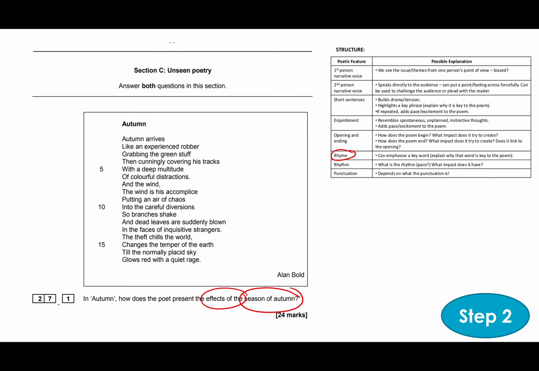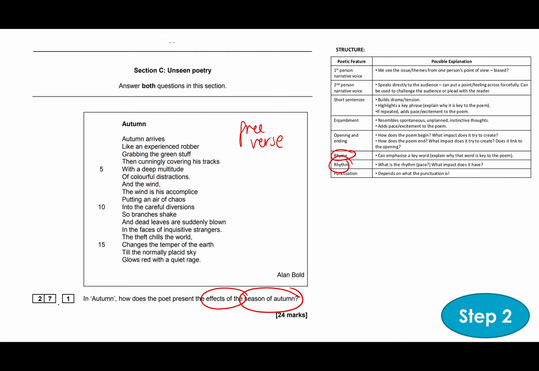Does it rhyme or is it in free verse? So let's take a look. Autumn arrives. I'm going to label that as A, like an experienced robber. Does robber rhyme with arrives? No, so I'm going to put a B. Grabbing the green stuff, C. Tracks, D. Multitude, E. Distractions, F. And so on. And actually going through, I'm just going to skim and scan. I can't see any rhymes. I'm going to take those off and I'm going to write free verse. Now, I'm not thinking at this stage what that is, but I'm thinking what is the rhyme.